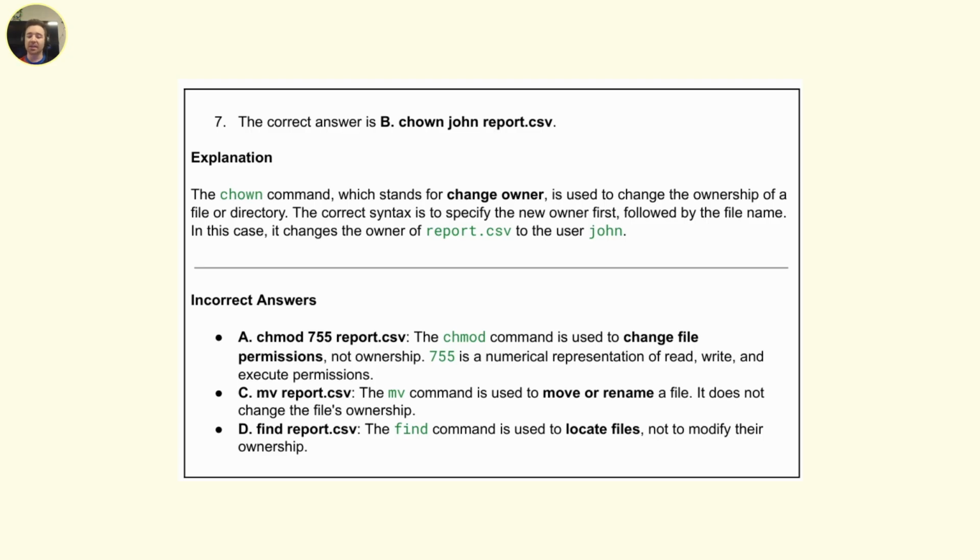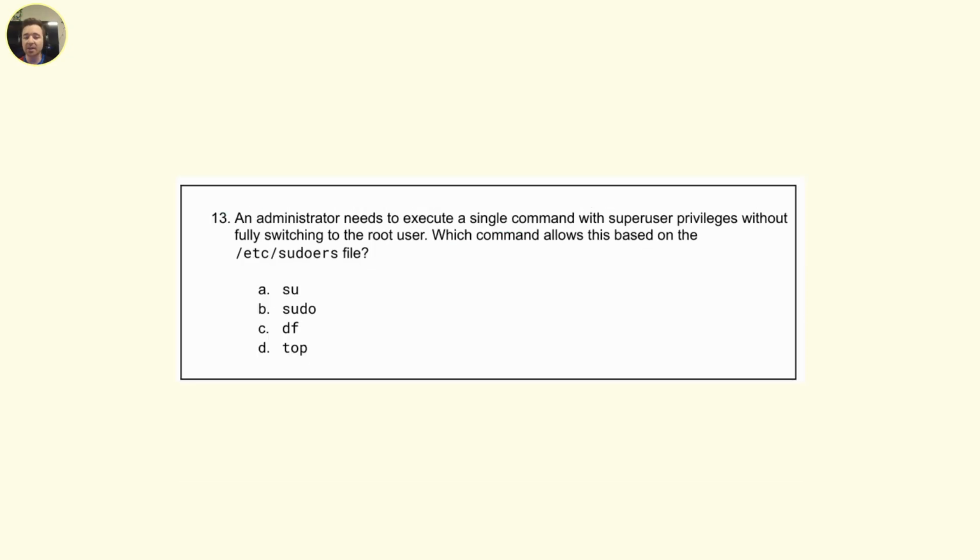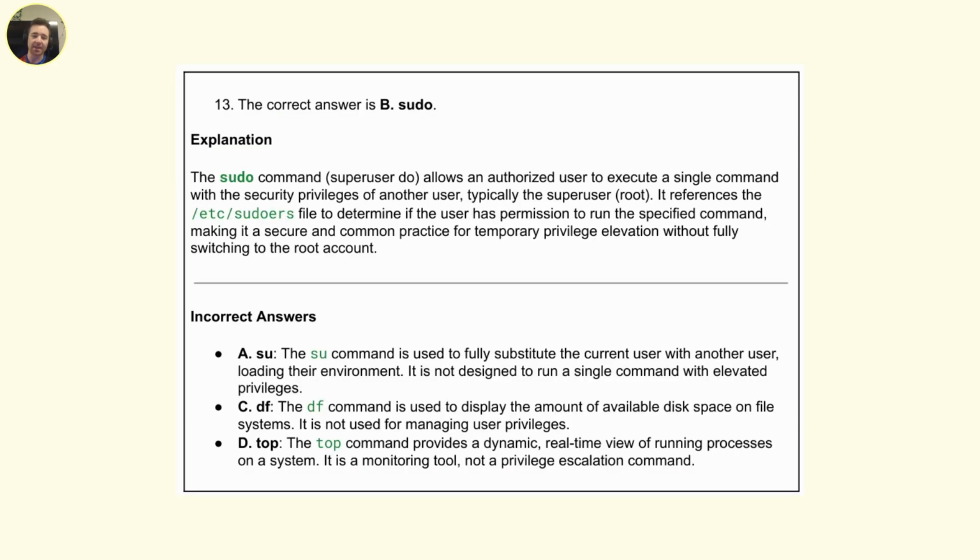All right, moving on to the next question, which reads, an administrator needs to execute a single command with super user privileges without fully switching to the root user. Which command allows for this to happen? Is it A, su, B, sudo, C, df, or D, top? Ooh, your answer coming in 3. Pause the video if you have to. 2, 1. It is going to be B, sudo.